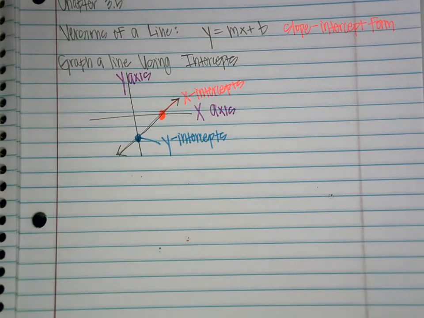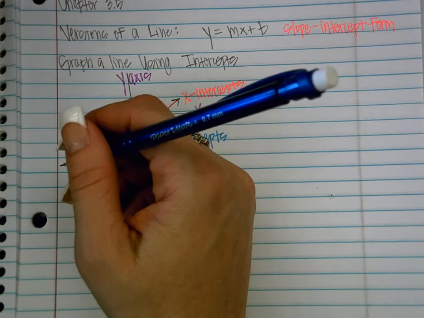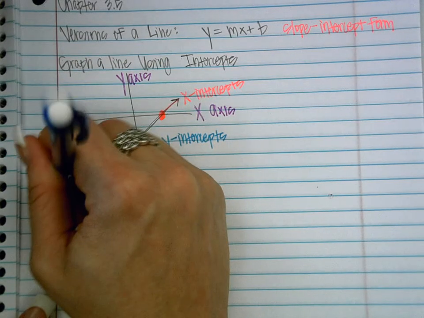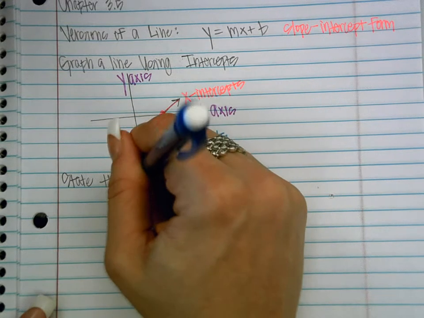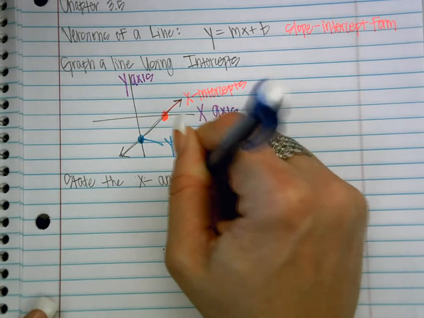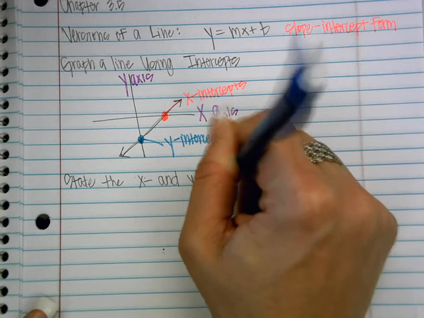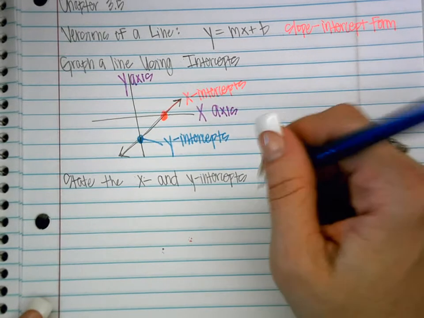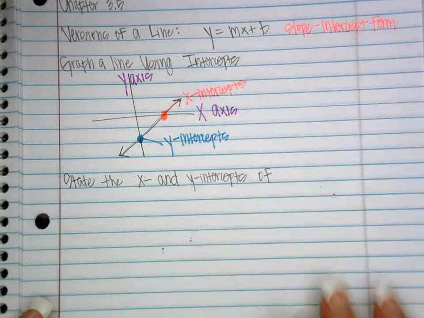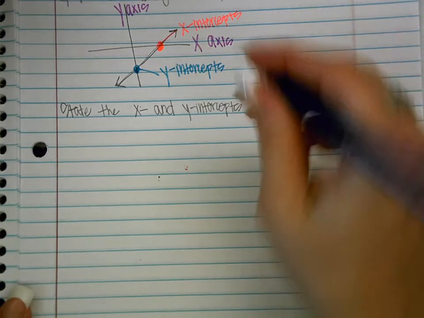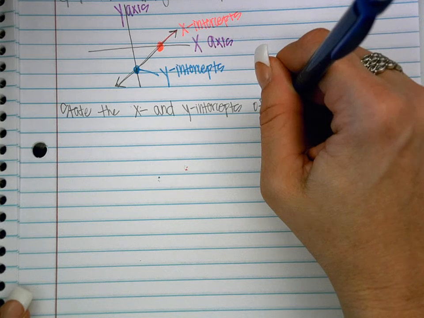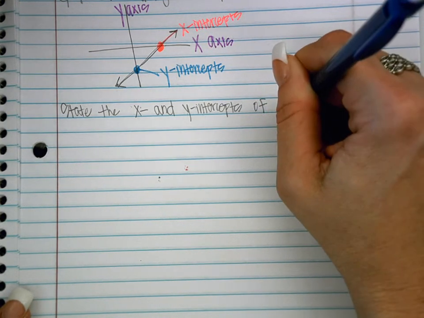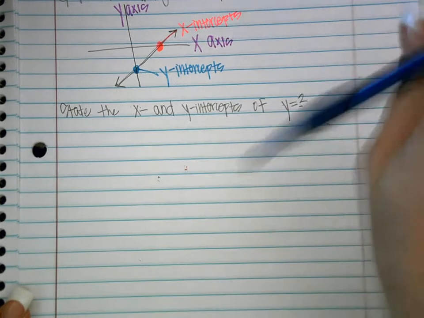Let's start on some examples. First thing we're going to do is state the x and y intercepts of, and I'm going to give you the equation, y equals 2/3 x.